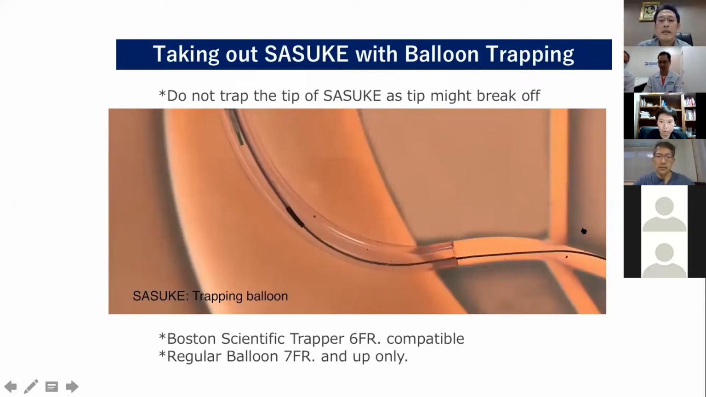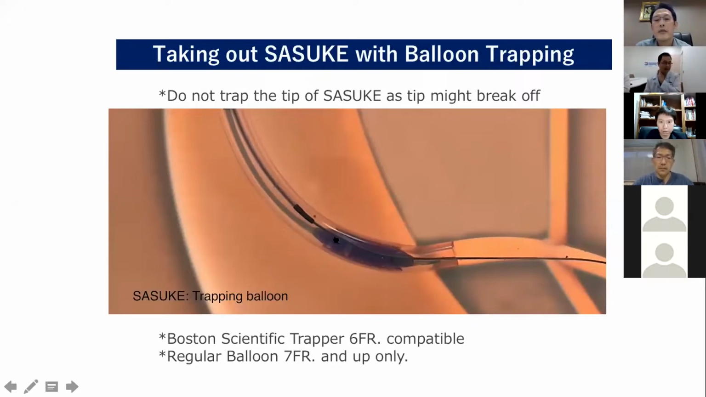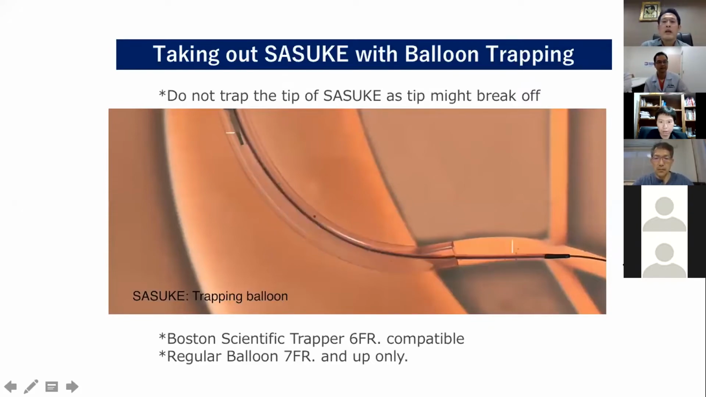Just be cautious, do not trap over the tip of the Sasuke because it can be broken. So after you trap distally to the Sasuke, then you can remove it.